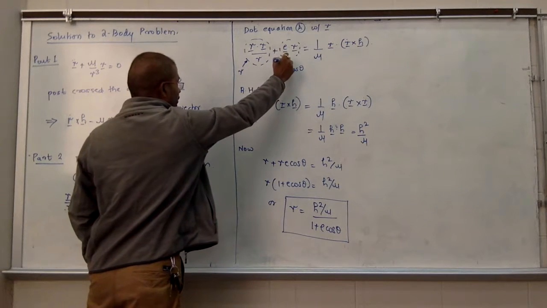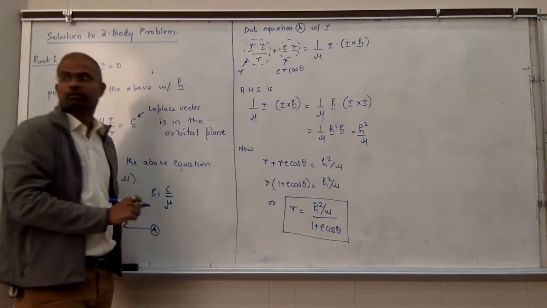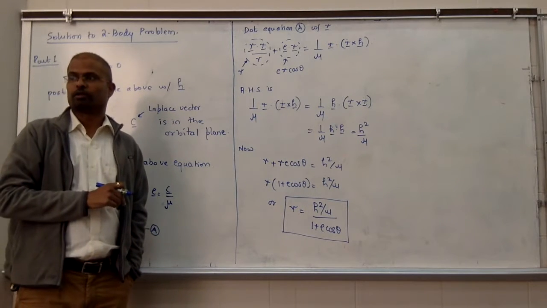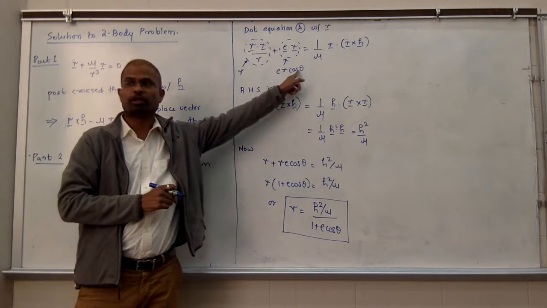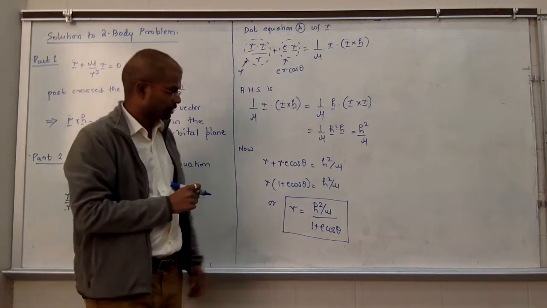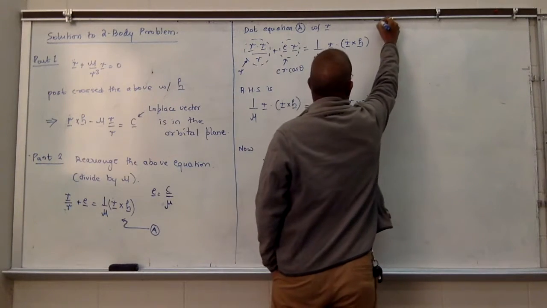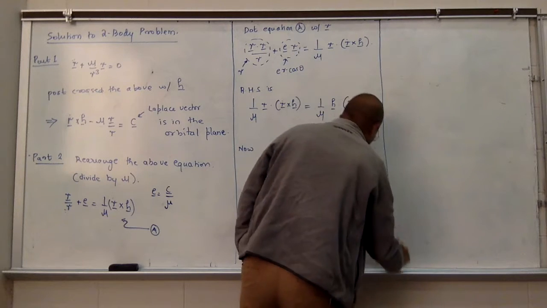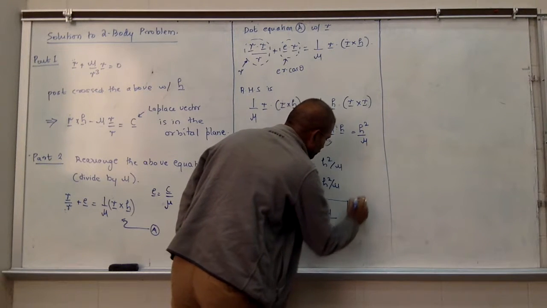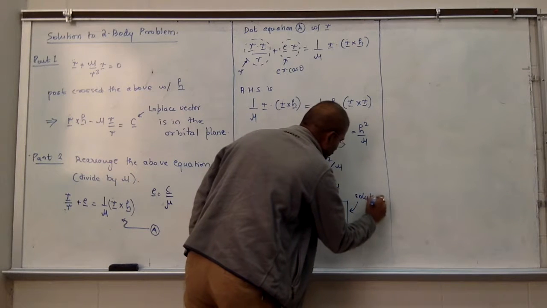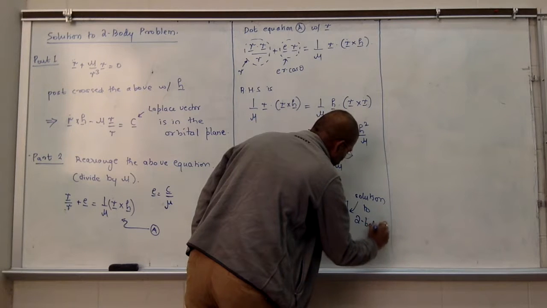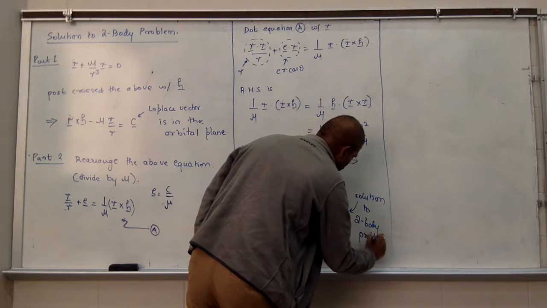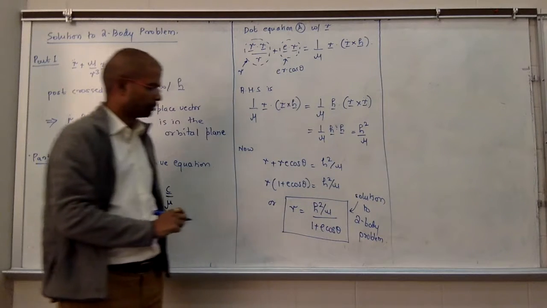So this E dot R can be written by the definition of dot product: the magnitude of E and R times cosine theta. The theta is the angle between E and R. Now it so happens that this is the solution to the two-body problem.